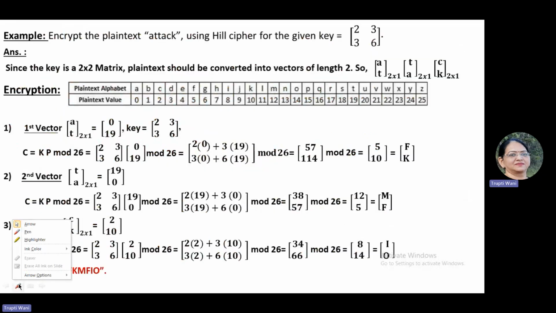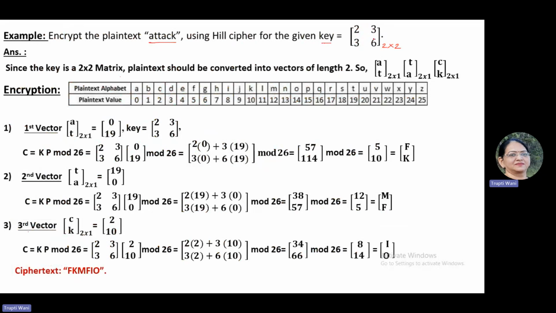Now we will see the example. First we will see the conversion process with a 2 by 2 matrix, that is a key size of 2 by 2. Now encrypt the plain text ATTACK using Hill cipher with the key 2336. The key is already given in the form of numbers, so there is no need to convert alphabets into numbers.